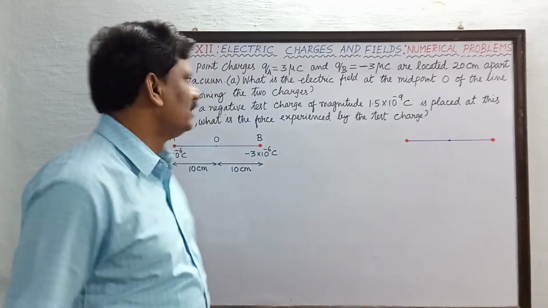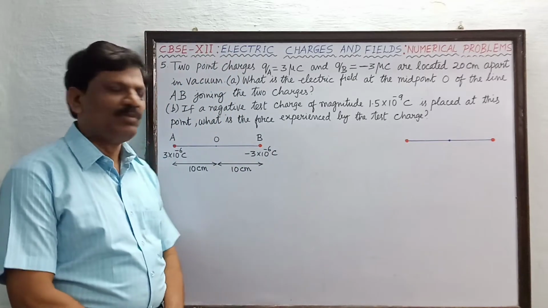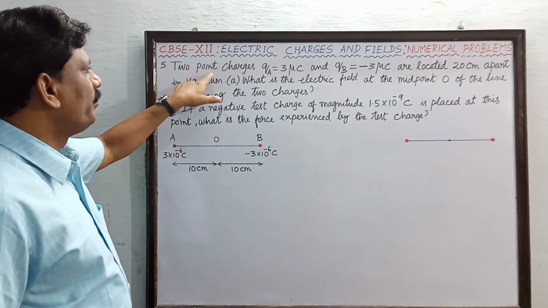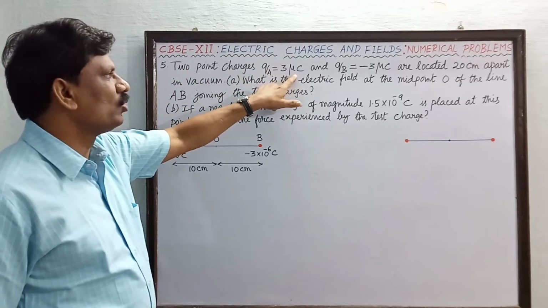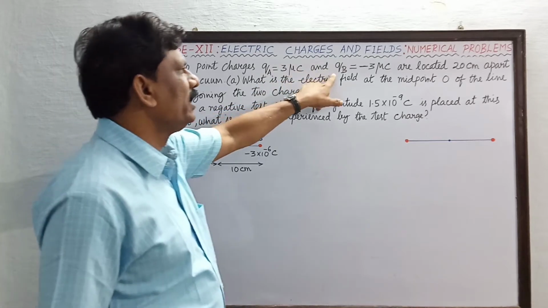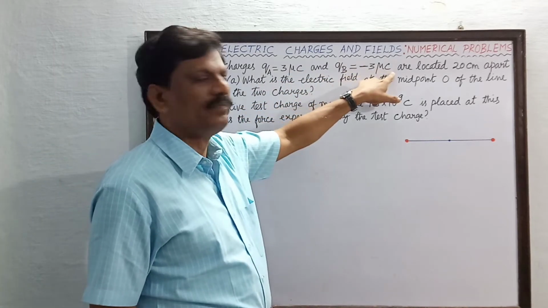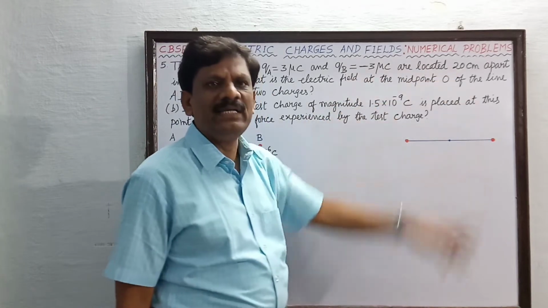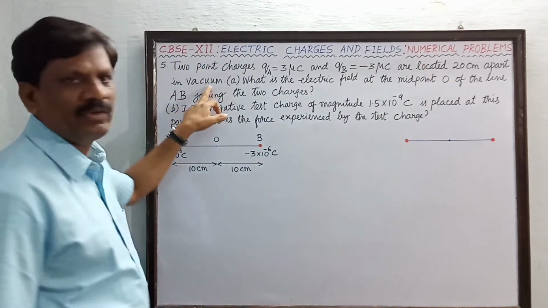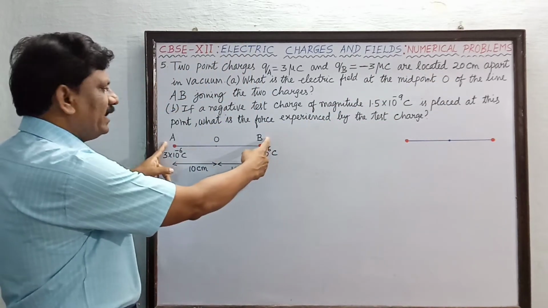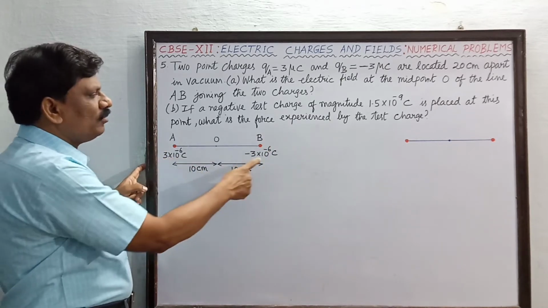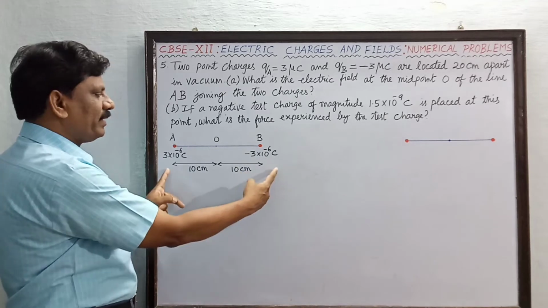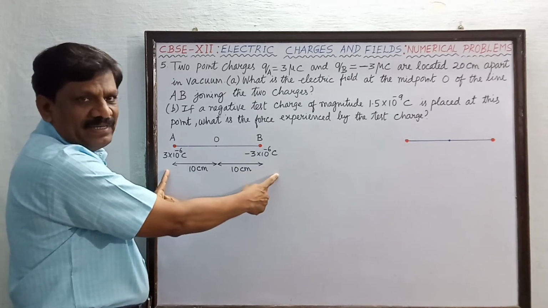Hi students, now we are going to solve the fifth numerical problem. Two point charges QA equal to 3 microcoulomb and QB equal to minus 3 microcoulomb are located 20 centimeter apart in vacuum. At points A and B, two charges are located. So this is plus 3 microcoulomb, this is minus 3 microcoulomb. They are separated by a total distance of 20 centimeter.